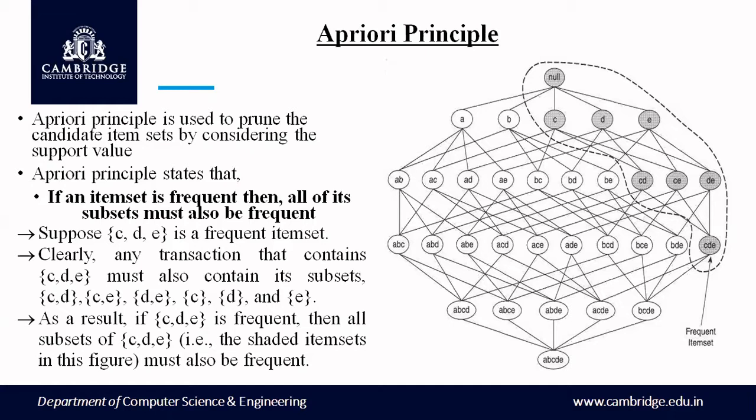The Apriori principle deals with the fact that if any one particular item set is found to be infrequent, then all its supersets would also be infrequent. Equally, if an item set is found to be frequent, then all its subsets must also be frequent. So basically, the Apriori principle deals with pruning. Pruning means removing or discarding candidate item sets by considering the support value.